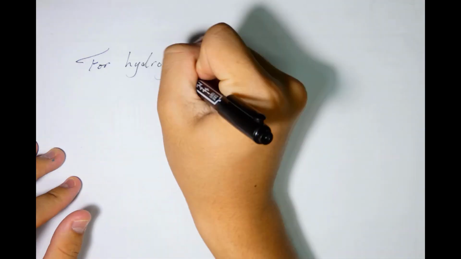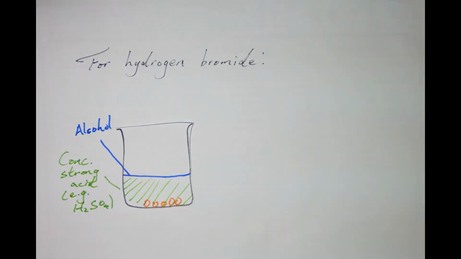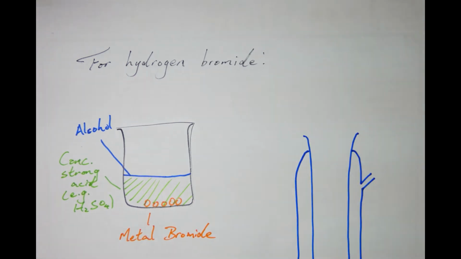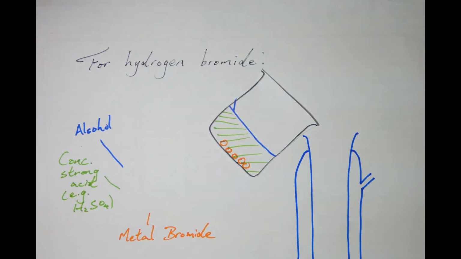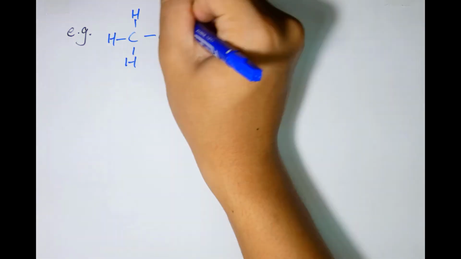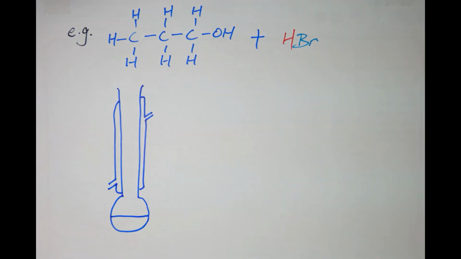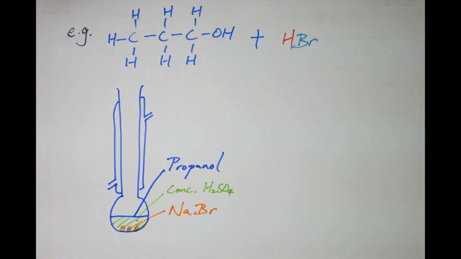For hydrogen bromide, you need to have a mixture of alcohol, concentrated strong acid like sulfuric acid and metal bromide put into a reflux setup. For example, if you want to see a reaction between propanol and hydrogen bromide, you need to put propanol, concentrated sulfuric acid, and sodium bromide into the round bottom flask of the reflux setup.